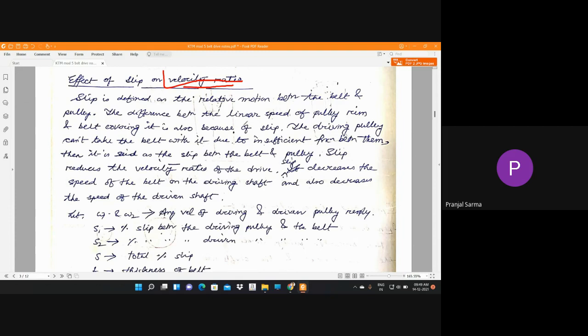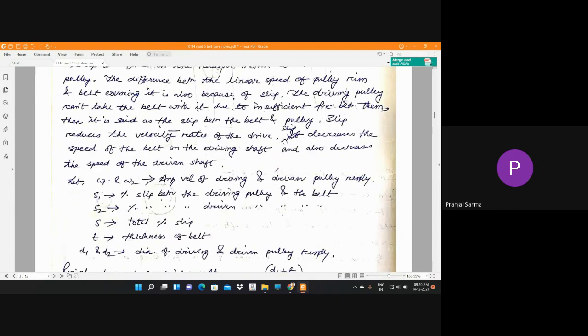So the difference between the linear speed of the pulley rim and the belt which is covering it is because of slip only. Because of slip, the driving pulley cannot take the belt with it, and this is due to insufficient friction between them. When the power transmission increases, the frictional force is insufficient, and because of that there is slip between the belt and the pulley, because it cannot take the belt along with it and it is slipping over it.